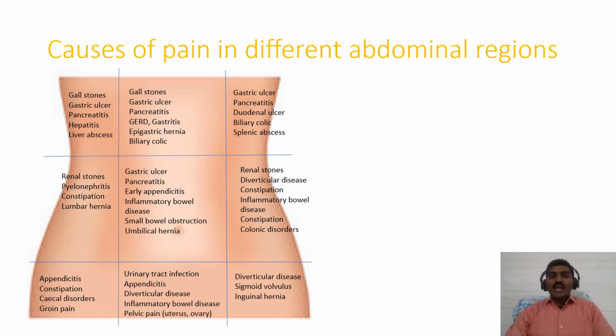Appendicitis is a migrating type of pain which starts around the umbilicus and then spreads to localize into the right iliac region. Inflammatory bowel disease, small bowel obstruction, and umbilical hernia can cause pain.